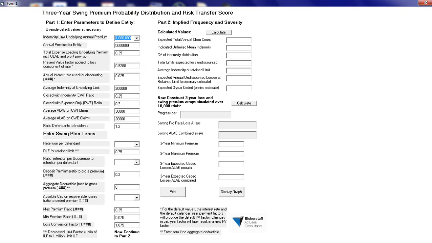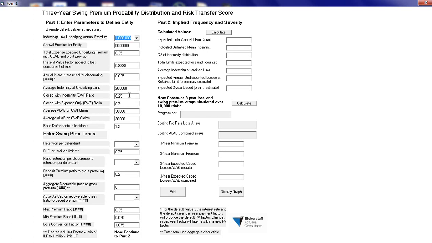A couple other things that are very important to determine and record here in defining the entity. And this one is very important: the average indemnity expected at the underlying limit, in this case the $1 million limit. So here we're assuming that it's $200,000. Now, the actuarial report may not have this. Most of them would, but we're going to be talking about an excess limit here, so we need to know what the average indemnity is at this underlying limit of $1 million. So I'm using $200,000 here.